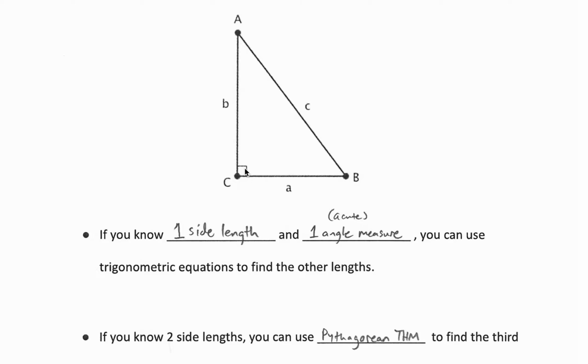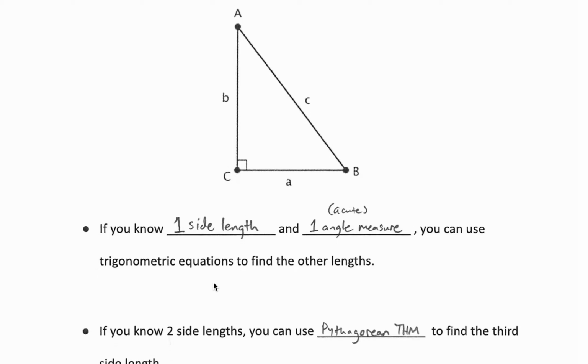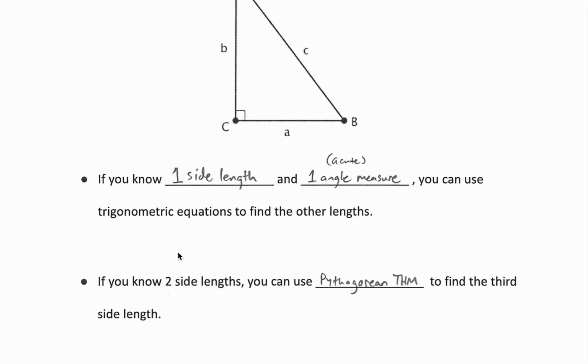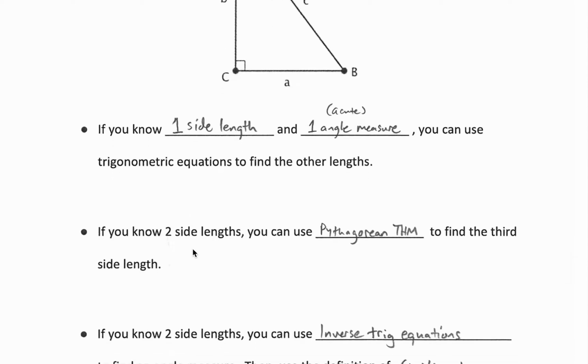When you get to pre-cal, you define your trig functions. But at this stage, we don't really need to know that. We just need to know that we're not using the right angle. We're using one of the other acute angles here. So we have to know one of those angles and one of those three side lengths in order to find our other side lengths. So that allows us to set up our trig equations.